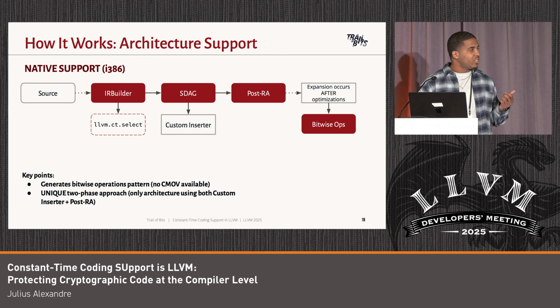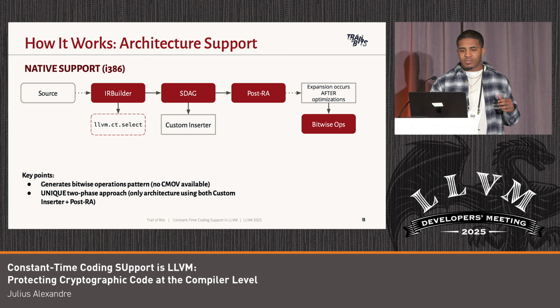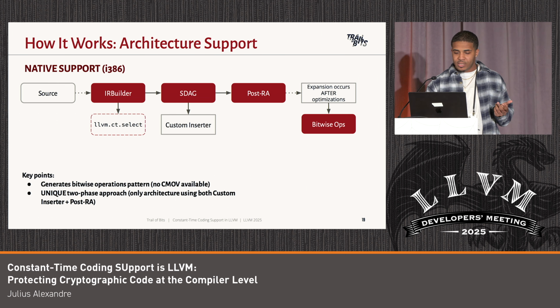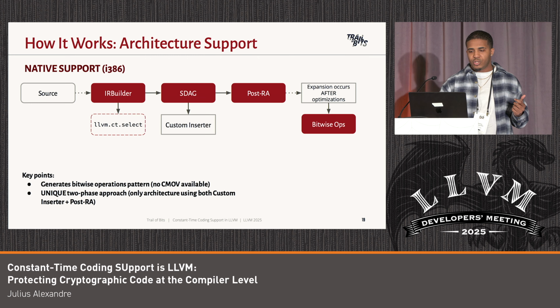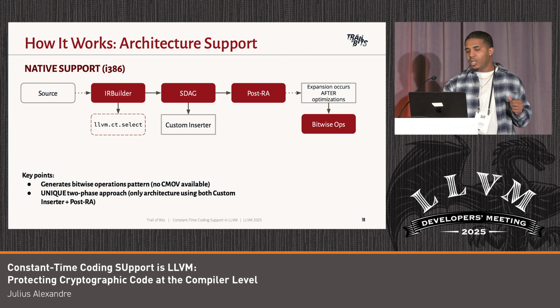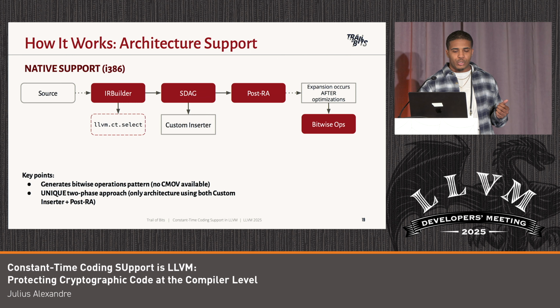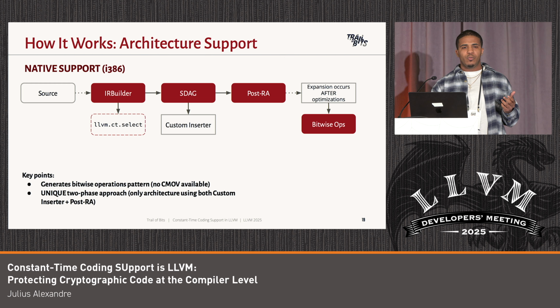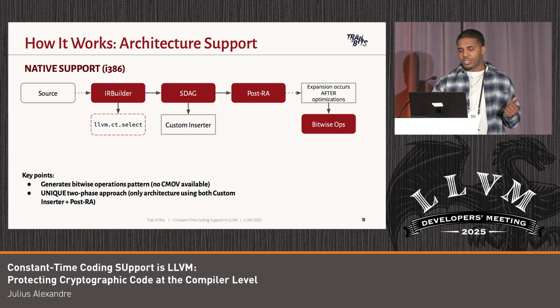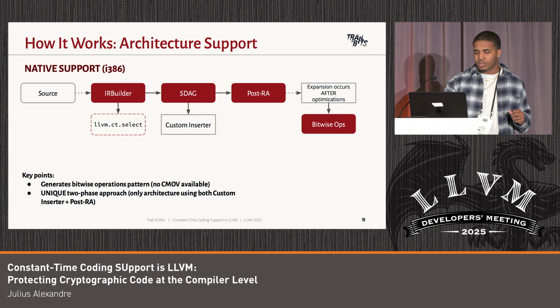The i386 pipeline follows a similar path, except this is a bit of a unique case. We have two phases. We have a custom inserter to help alleviate some of the EFLAGS issues, along with type legalization. But we still do the post expansion at post RA, allowing us to have bitwise operations. And it's the same story as ARM32: there's no CMOV or conditional move, so we just resort to generating the bitwise operations, still offering the constant time guarantee.